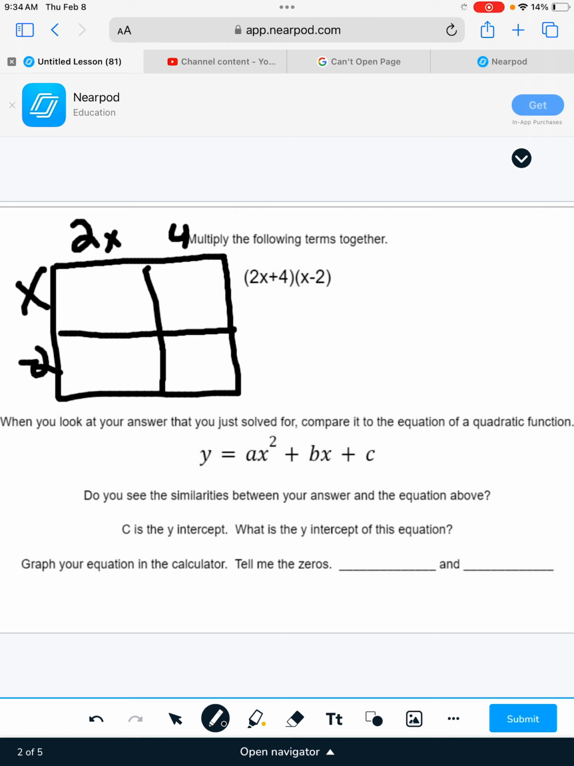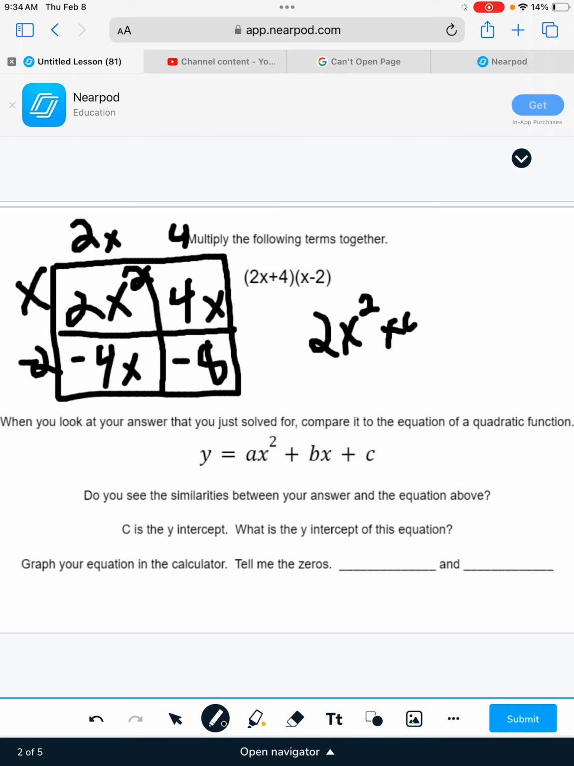I have 2x times x, which is 2x squared. I have x times 4, which is 4x. I've got negative 2 times 2x, which is negative 4x. And negative 2 times 4 is negative 8. So when I go to write this out, I get 2x squared plus 4x minus 4x minus 8. When I combine those, I get 2x squared minus 8.